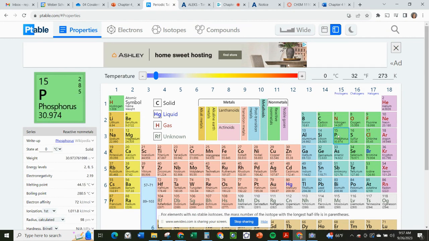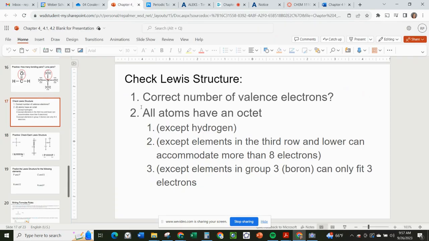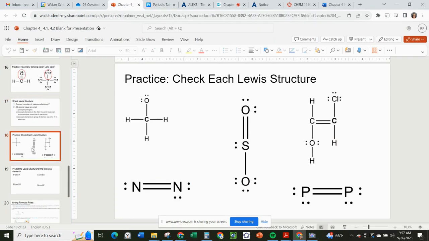phosphorus can accommodate 5 bonds. So that would be 10 electrons around it, just because it's a little bit bigger of an atom. So this is where our exception for our octet rule comes in. If you see something like that, that's why. It's just a little bit bigger, and it does break the octet rule.